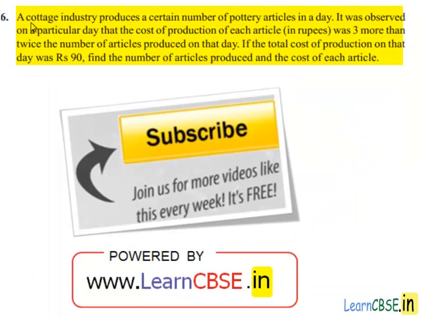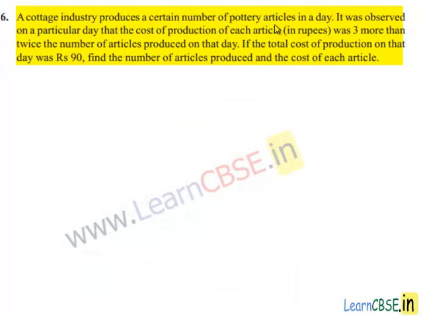Moving on to the sixth problem. A cottage industry produces a certain number of pottery articles in a day. It was observed on a particular day that the cost of production of each article in rupees was 3 more than twice the number of articles produced on that day. If the total cost of production on that day was 90 rupees, find the number of articles produced and cost of each article. So let us see the solution.